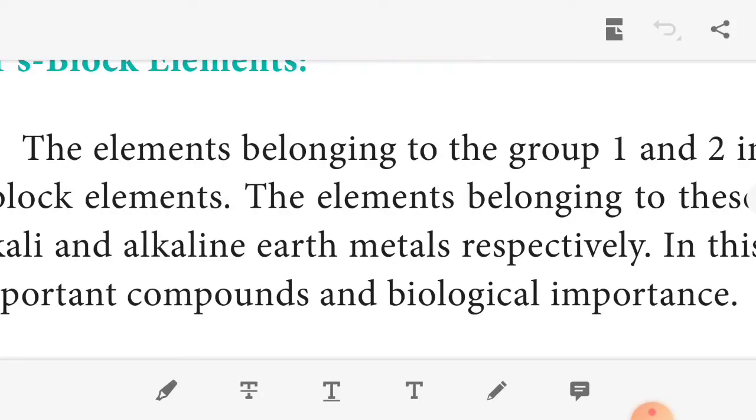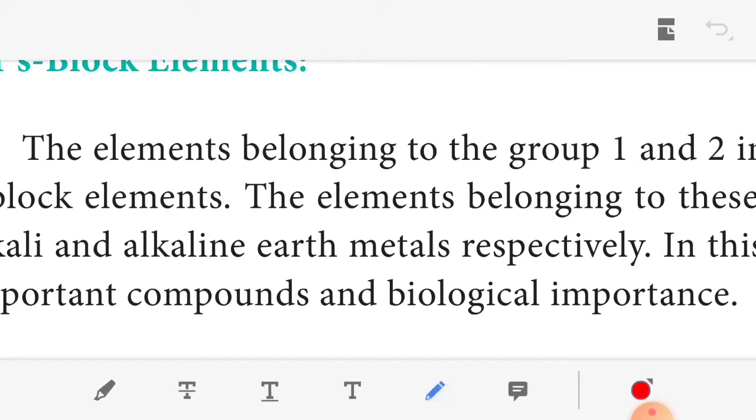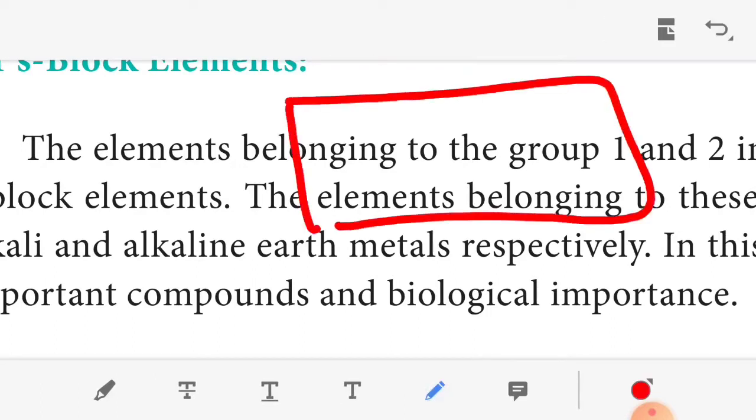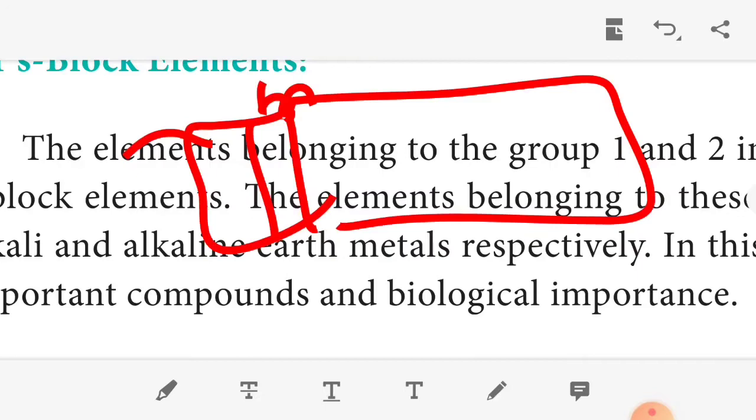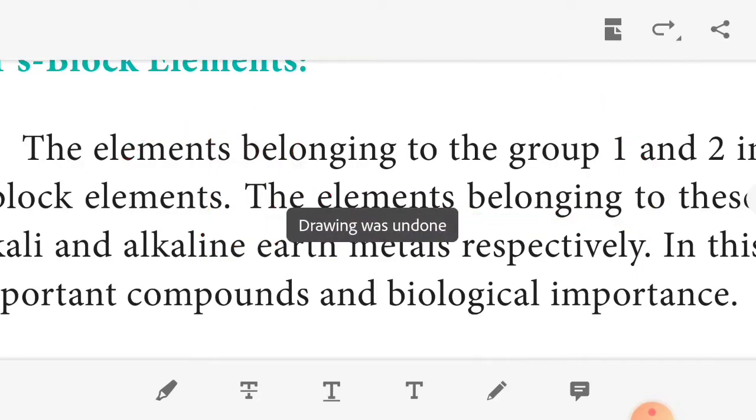The elements belong to two groups. The first group is called alkali and the second group is called alkaline. This is the periodic table. The S block is present on the left-hand side of the periodic table. It consists of two groups. The first group is called alkali, and it contains the elements lithium, sodium, potassium, rubidium, cesium, francium. The second group is called alkaline earth metals: beryllium, magnesium, calcium, strontium, barium, radium, etc.